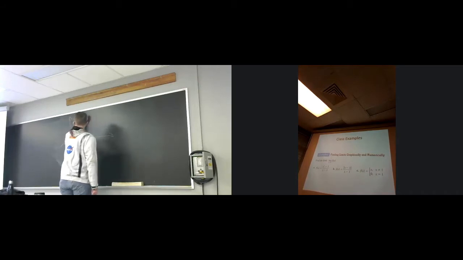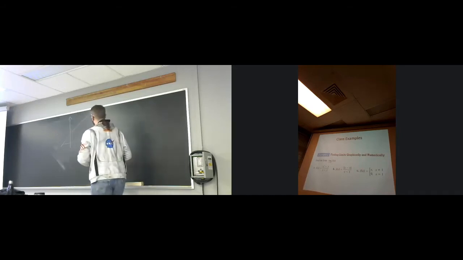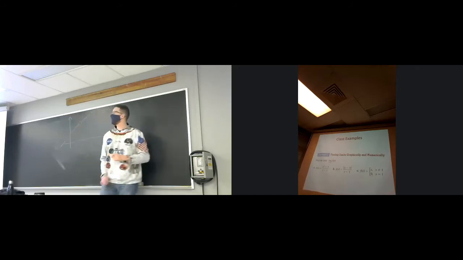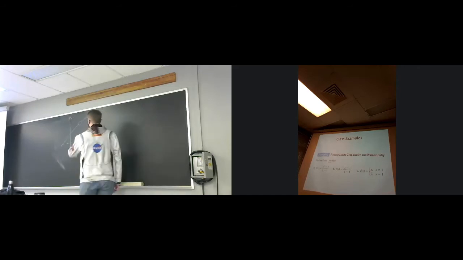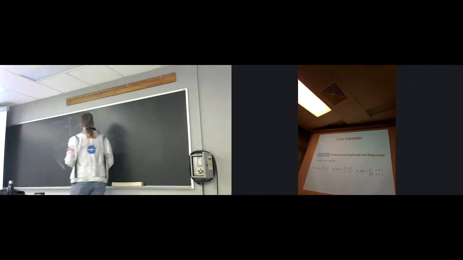Our graph looks something like this. There's a hole right here, and this hole occurs when X is equal to 1, Y is equal to 2.